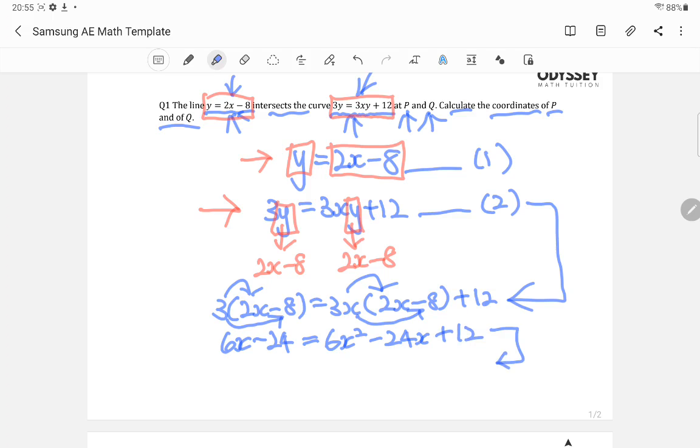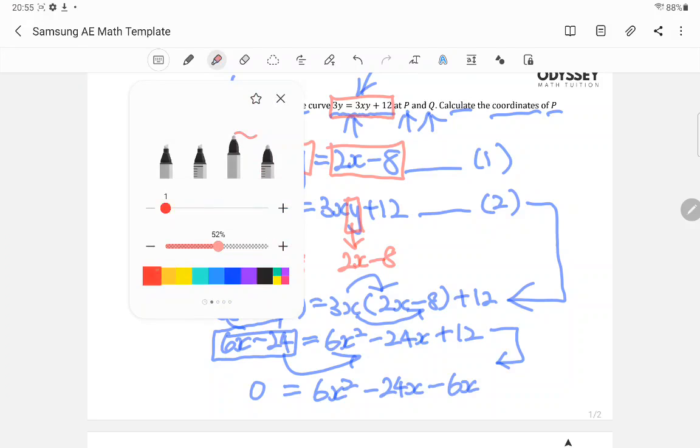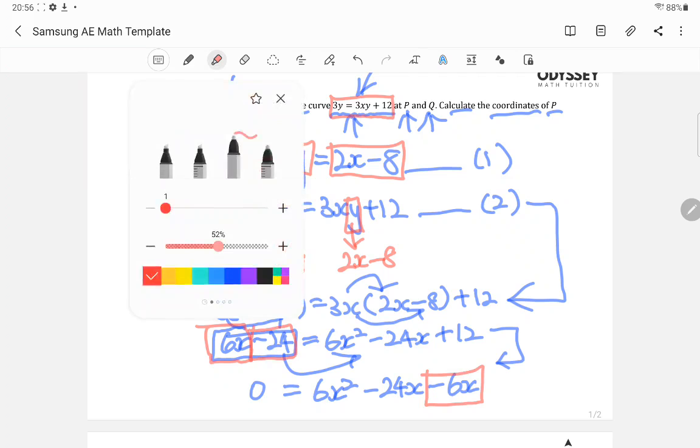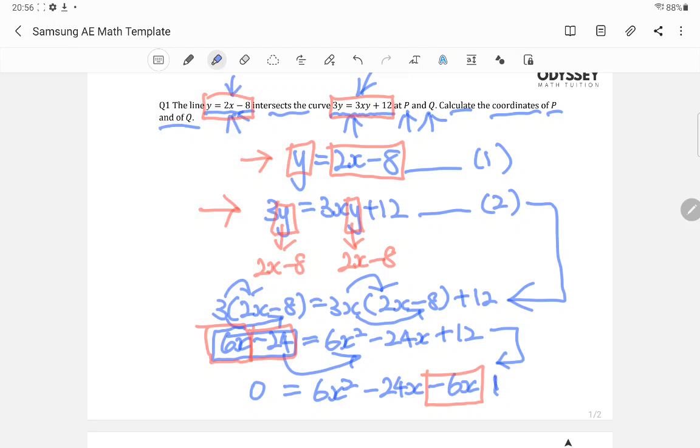Now, simplifying, we are going to bring 6x minus 24 over to the right-hand side. We get 0 equals 6x squared minus 24x minus 6x, because we have brought 6x over to the right-hand side, so it will be minus 6x. Next, we bring minus 24 over to the right-hand side, and we get plus 24. Then we have our plus 12.